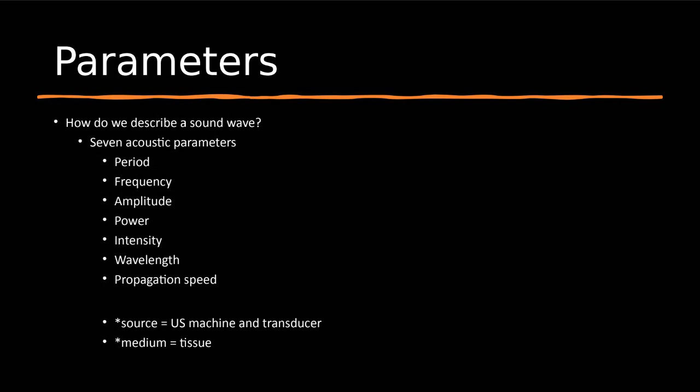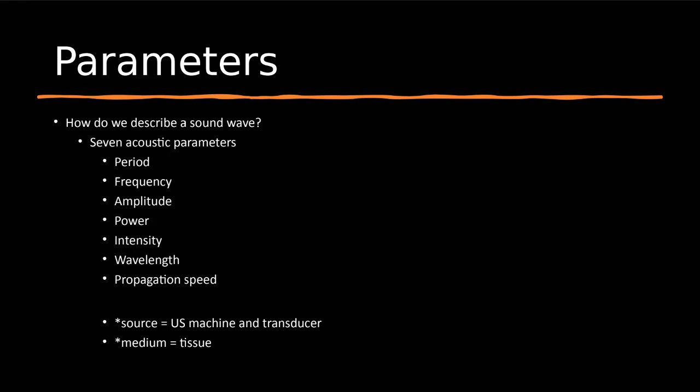Next, we have our actual parameters. So we know it's a sound wave. We know how a sound wave can behave and what it needs. How do we describe a sound wave? Because not all sound waves are the same, right? Think about if you've ever been to the air show, what those sounds sound like versus when you're listening to calming music. We know that there are all different types of sound. So we describe those waves by using these 7 parameters. Now we have period, frequency, amplitude, power, intensity, wavelength, and propagation speed.